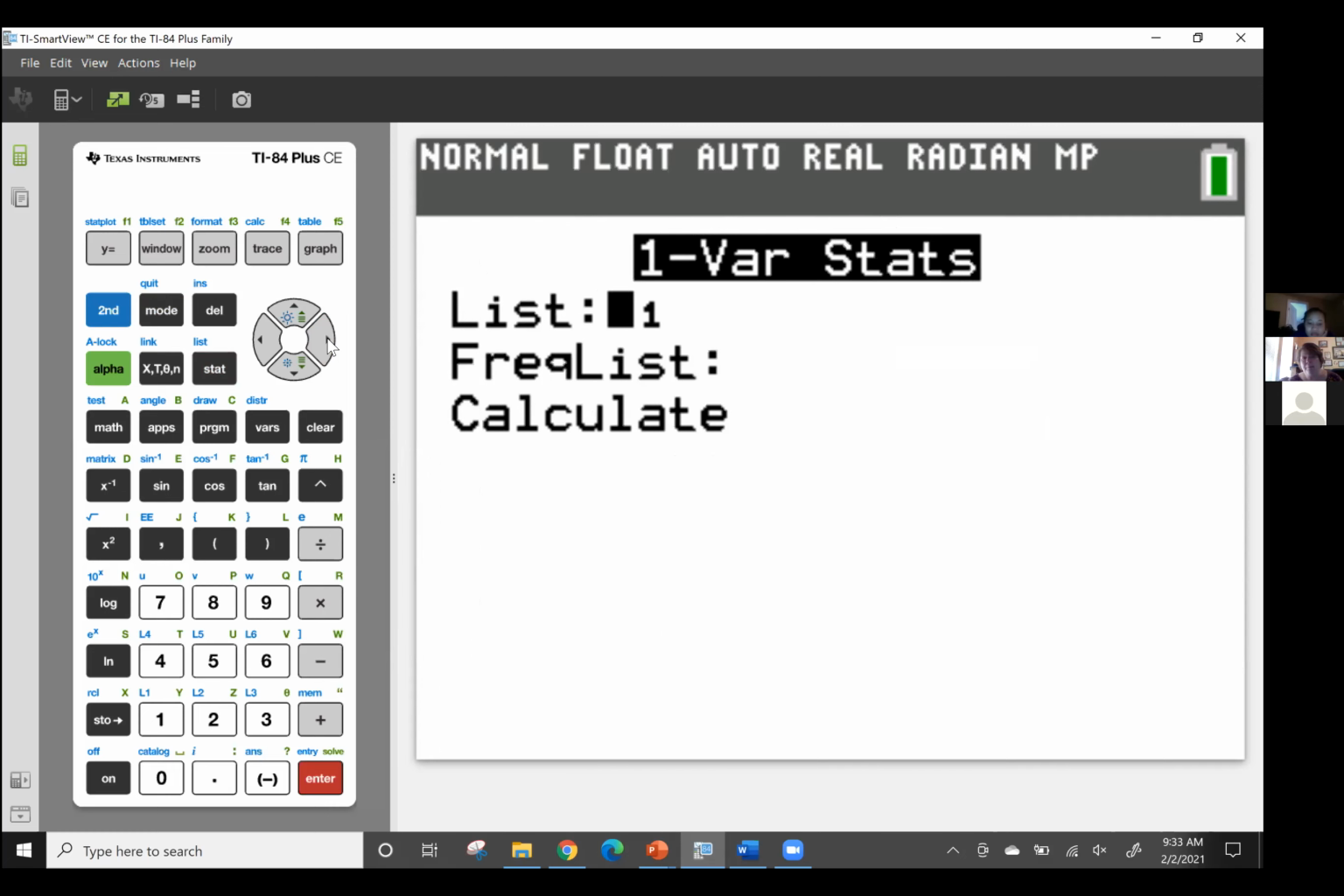Okay, so I put my data in L1. I didn't use a frequency, so all my data is in a single list. My list is L1. My frequency list is empty. If I had anything in there, I could just delete that out. And now I'm going to calculate.